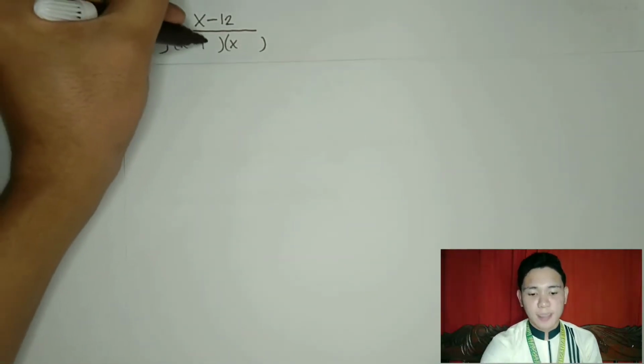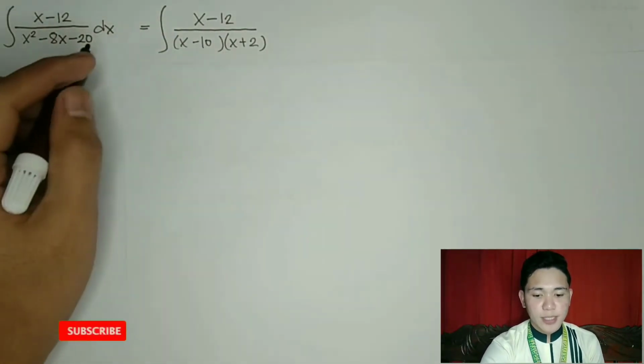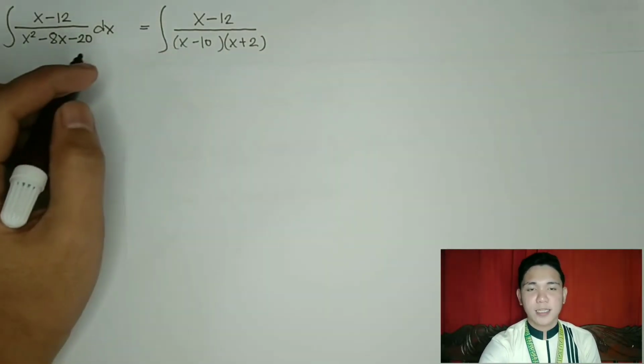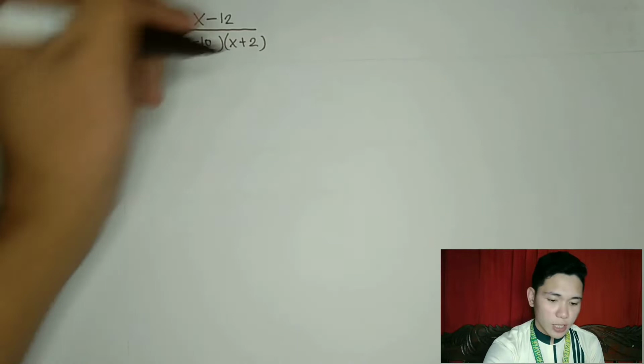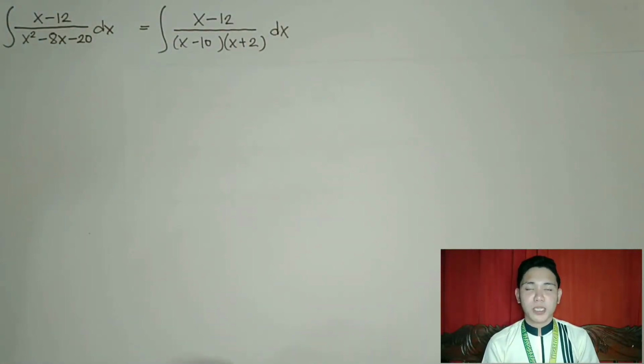So let's try negative 10 and positive 2. Negative 10 times 2 is negative 20, and negative 10 plus 2 is negative 8. And then we need to put the x here. Now, we can proceed to our partial fraction.